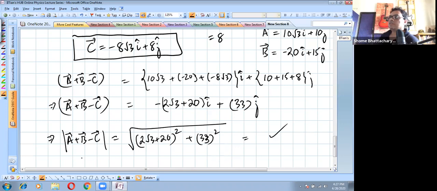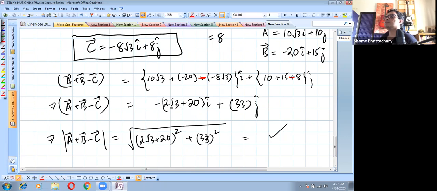Oh, sorry, my mistake. Yes, you're correct. Here there should be a minus sign because we are subtracting the vector C. So it is A plus B minus C. So here this should come with a minus sign, and here also there should be a minus sign. So just make a quick correction here.